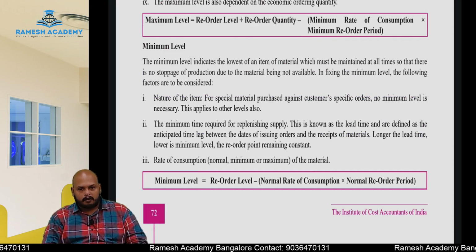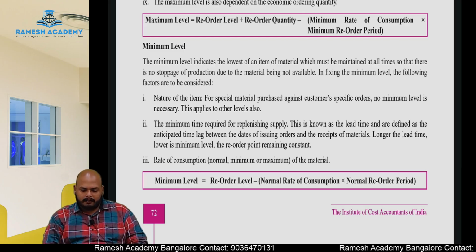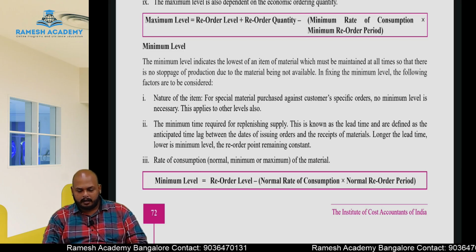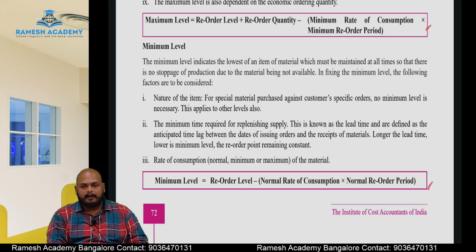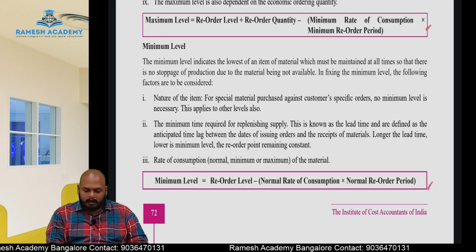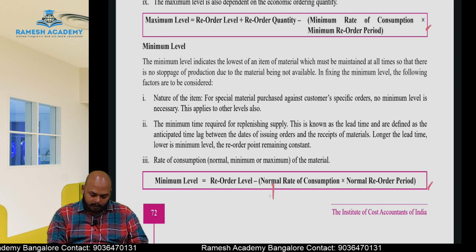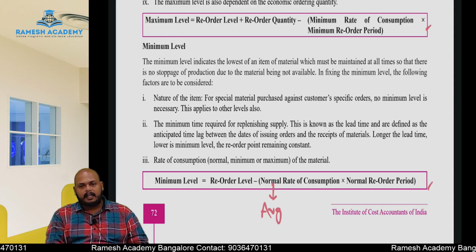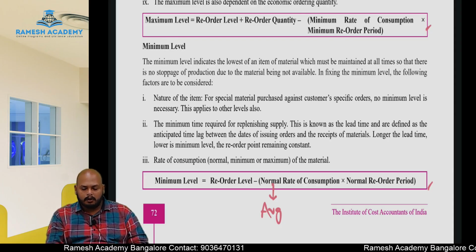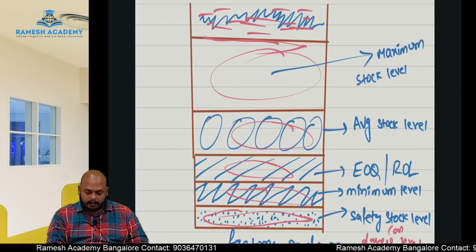Minimum level is equal to what? What is the formula? Reorder level minus normal rate of consumption into normal reorder period. This is the formula for minimum level. This is the formula for maximum level. Normal rate of consumption or average rate of consumption, both are the same. Normal or average, both are the same. Reorder level minus average rate of consumption into average reorder period we can say, or normal rate of consumption into normal reorder period also we can say.